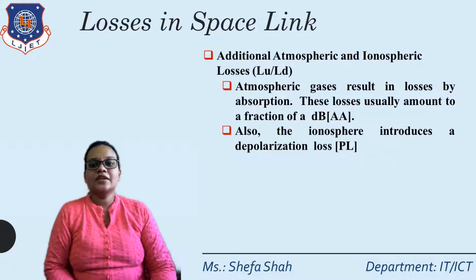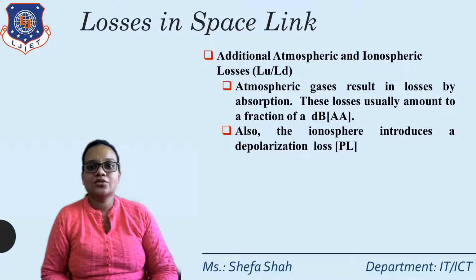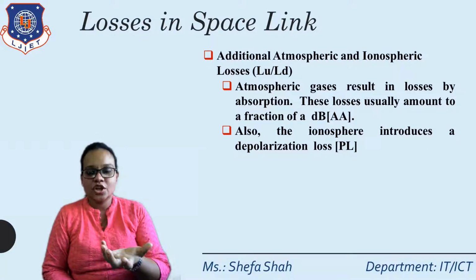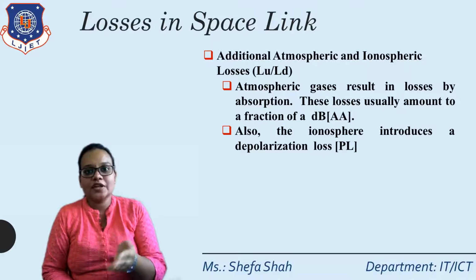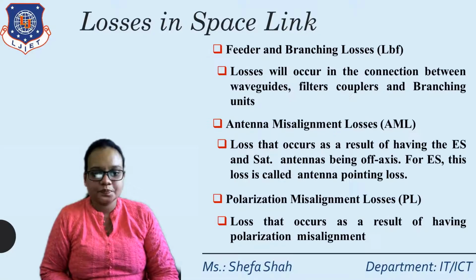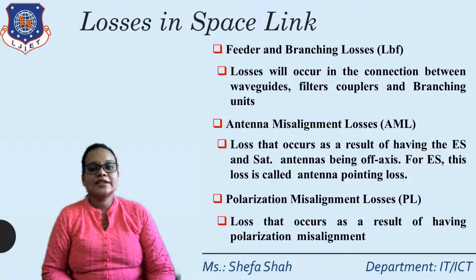Now similarly, when the signal enters the ionospheric layer, during that particular time the polarization of the signal changes. So due to the ionosphere, there will be a polarization loss which is denoted by PL. So two losses again, that is atmospheric losses and the PL, that is the polarization loss, occur in the ionosphere. Then next, that is the feeder and branching loss, which is a constant loss.